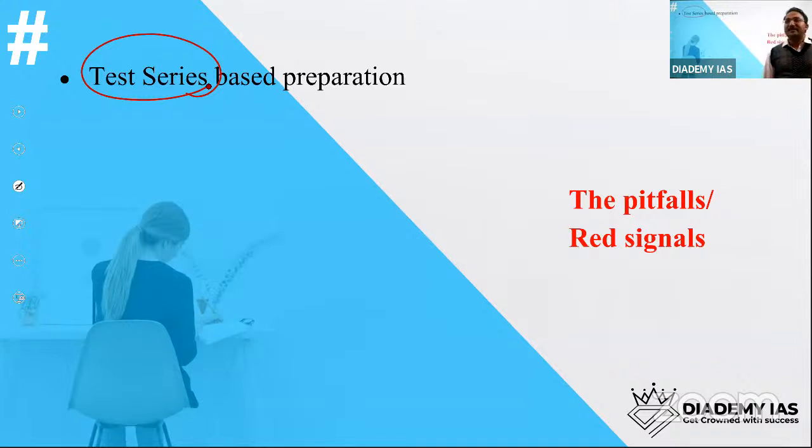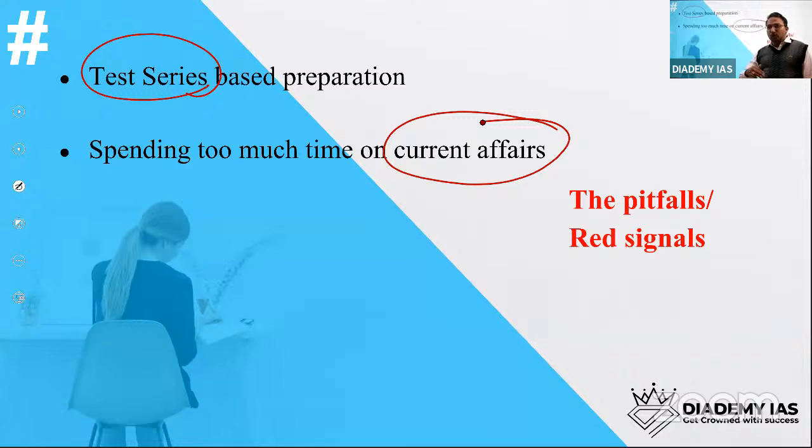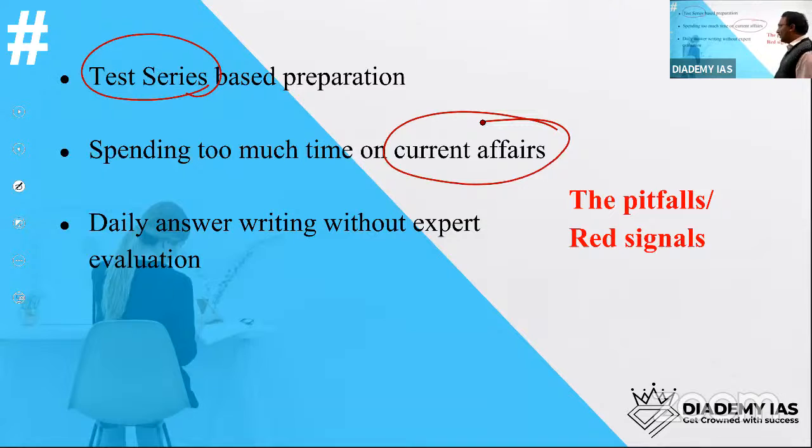It does not happen. Test series-based preparation should not be done. You have to prepare the syllabus, not the questions of the test series. People spend so much time on current affairs thinking that they are preparing for the GS mains. Again, current affairs have to be used as a cherry, or you can identify the topic list from the current affairs. But reading the newspaper is not the syllabus of the UPSC. UPSC has given the syllabus in detail itself, you will have to cover that syllabus.